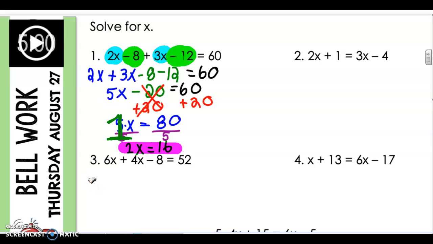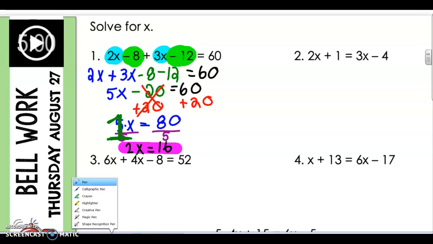All right, number 2, 2x plus 1 equals 3x minus 4. Here, on the left-hand side of the equal sign, we don't have any like terms. On the right-hand side of the equal sign, we don't have any like terms. So we have no like terms to combine. We're going to have to go straight to moving things over.